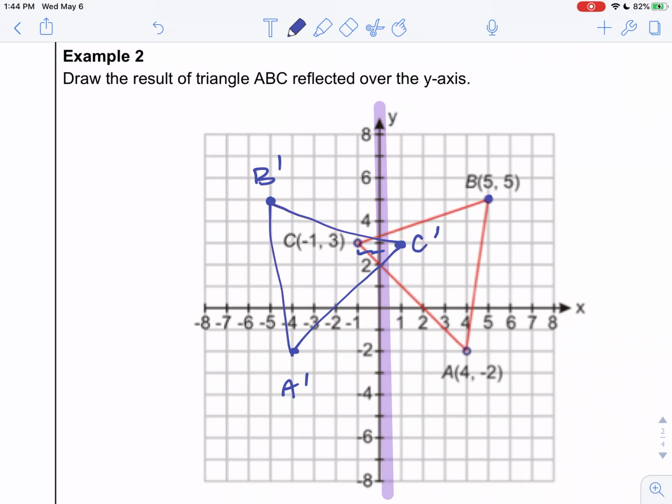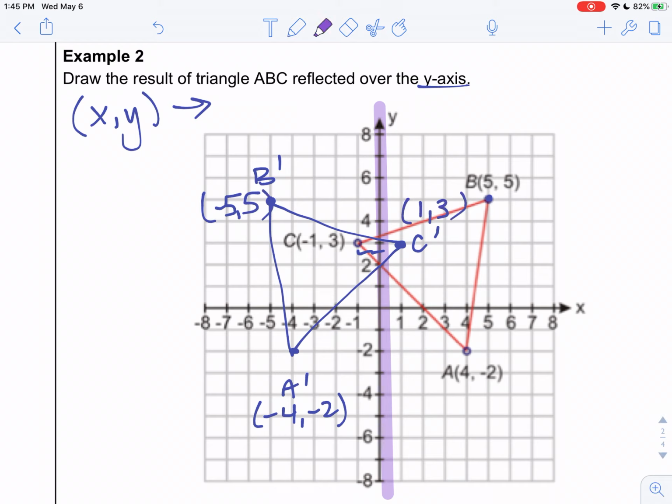Take a moment, pause the video, see if you can write your own rule for reflecting over the y-axis. So (x, y) gets mapped to... Pause the video, see if you can make your rule. Okay, let's compare. A prime was at negative 4, negative 2. B prime was at negative 5, 5. And C prime was at 1, 3. All of my y coordinates are the same, but if I compare my x's, they all switch signs. So the rule is (x, y) gets mapped to (negative x, y).